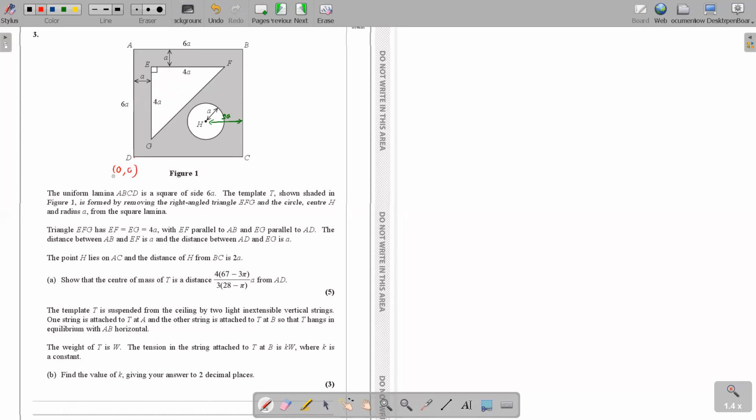What you need to think about here is that there are 3 objects. Can you see? There is a square lamina, there is a triangular lamina, and there is a circle lamina.